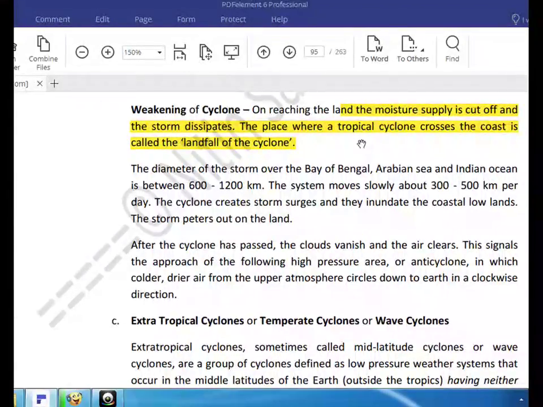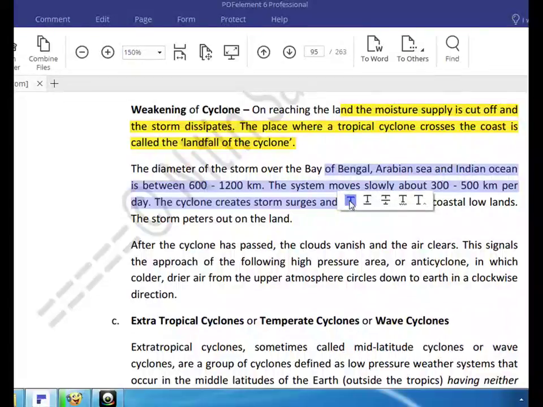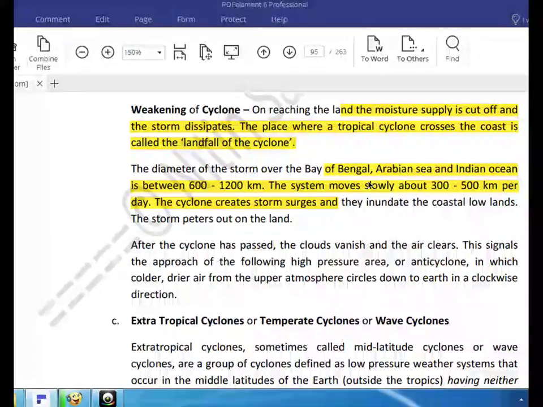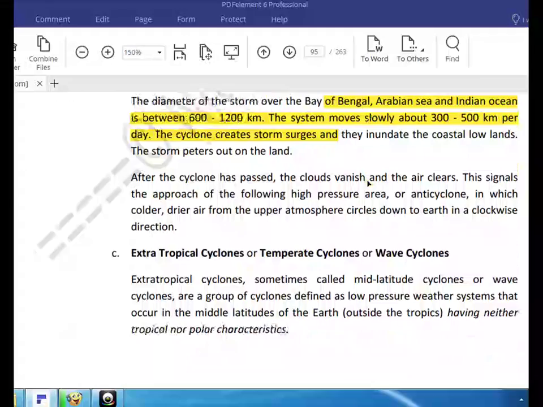The place where a tropical cyclone crosses the coast is called the landfall of the cyclone. The diameter of the storm over the Bay of Bengal, Arabian Sea and Indian Ocean is between 600–1,200 kilometers. The system moves slowly, about 300–500 kilometers per day. The cyclone creates storm surges and they inundate the coastal lowlands. The storm peters out on the land.